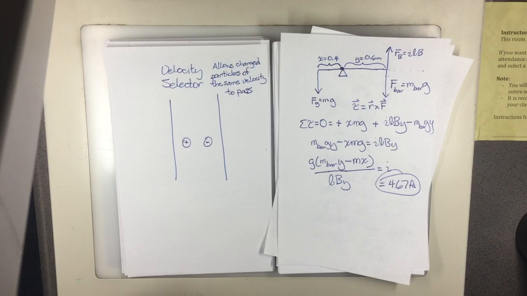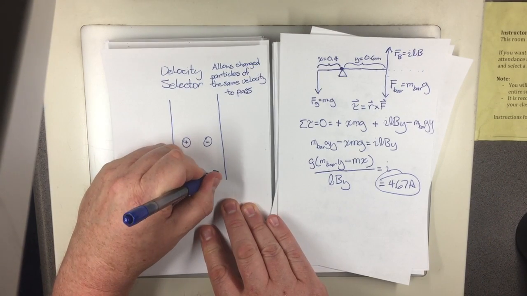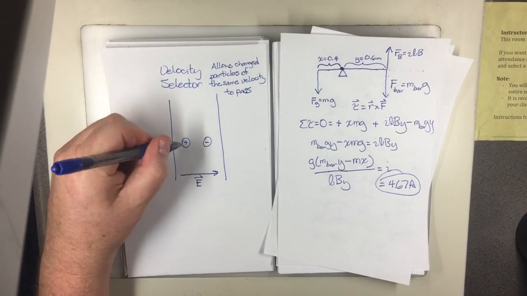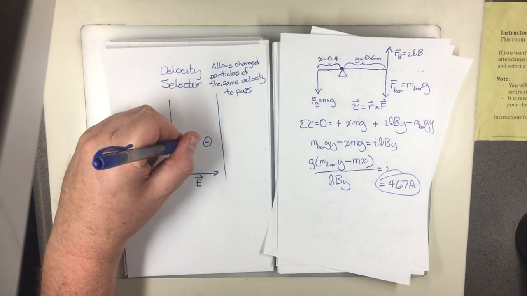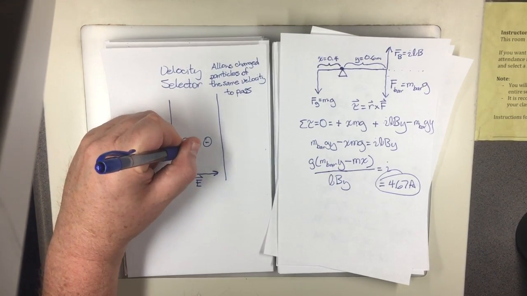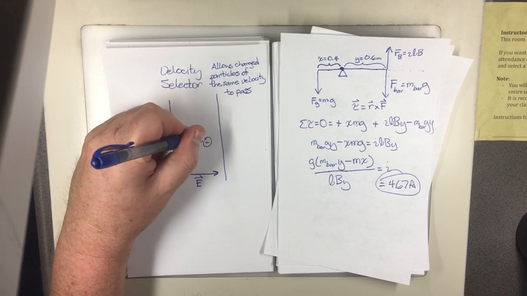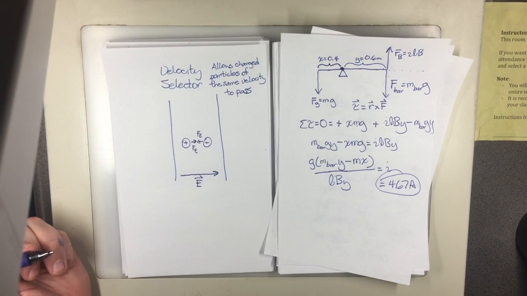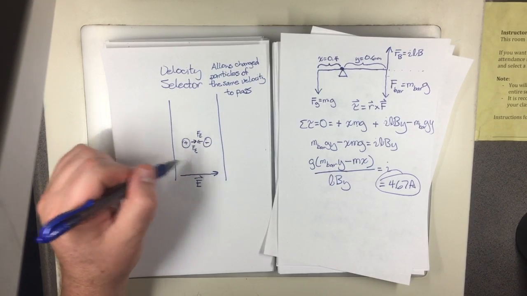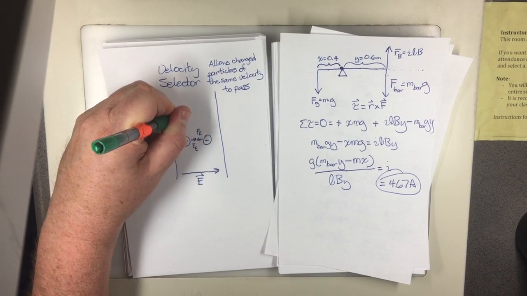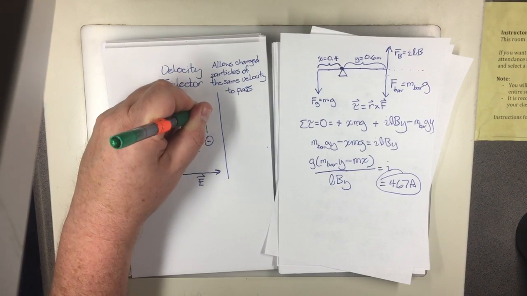In the way that this is set up, you've got a uniform E field in one particular direction. Positive particles will feel forces in the direction of the E field. Negative particles will feel forces in the opposite direction. Now I'm drawing these two particles separately from each other. They're not, in my world, interfering with each other. And they both have velocities in a particular direction.